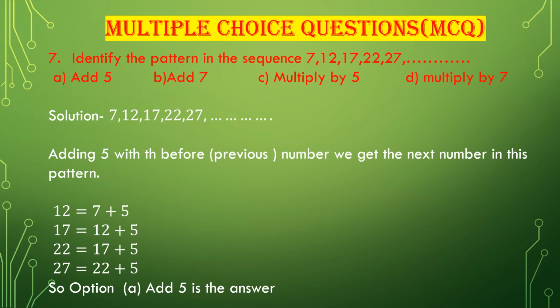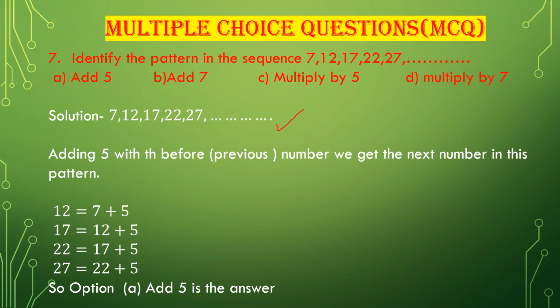Now we will solve question number 7. Question number 7 is identify the pattern in the sequence 7, 12, 17, 22, 27. Here adding 5 to the previous number, we get the next number in this pattern.